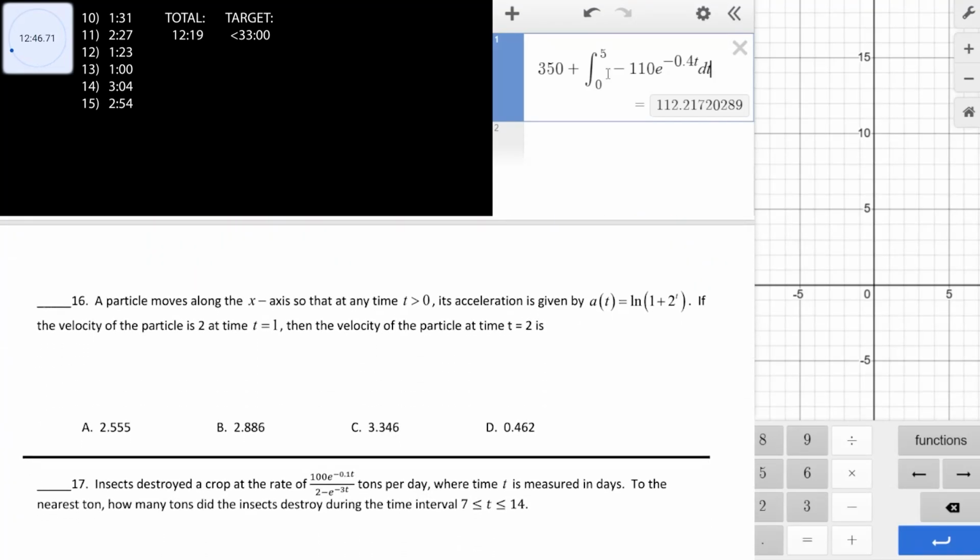Number 16 says a particle moves along the x-axis for positive values of t, and the acceleration is given with this equation here. If the velocity of the particle is 2 at time equals 1, then the velocity of the particle at time equals 2 is what? Okay, so the acceleration, by the way, is the derivative of velocity, just like the derivative of position is velocity. So you have this sort of hierarchy where the derivative of position is velocity, and the derivative of velocity is acceleration, right?